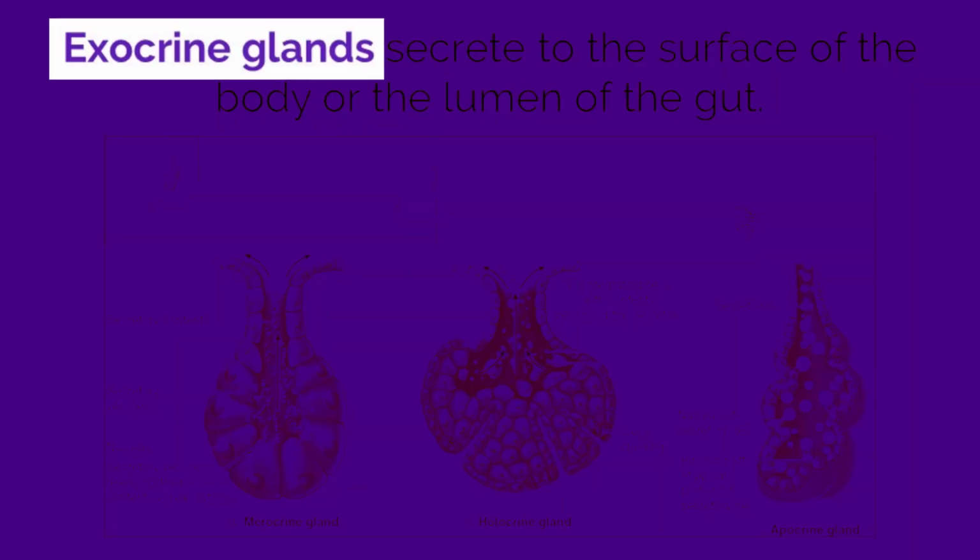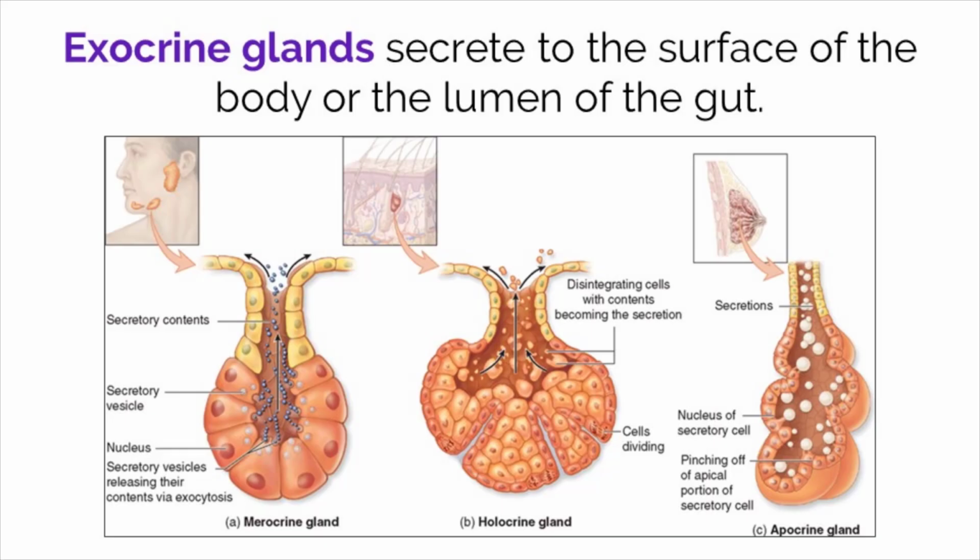Exocrine glands are specialized structures located all around the body. The function of these glands is to secrete molecules to the surface of the body or to the surface of the lumen within the gut.